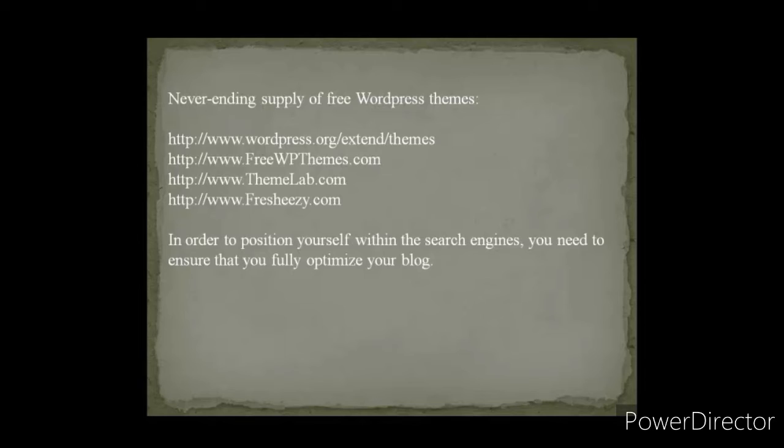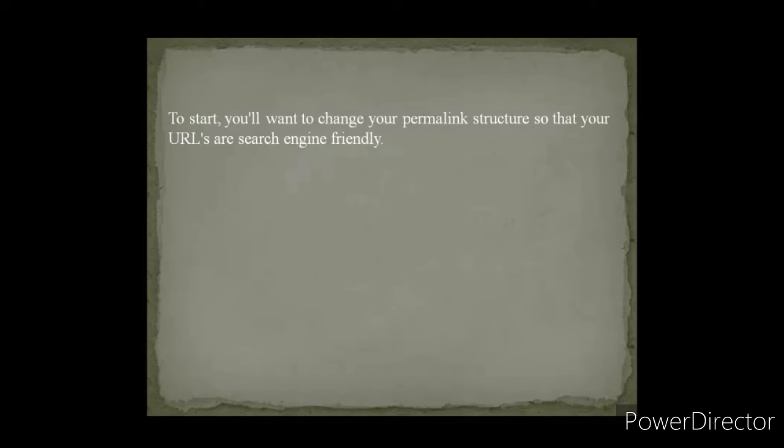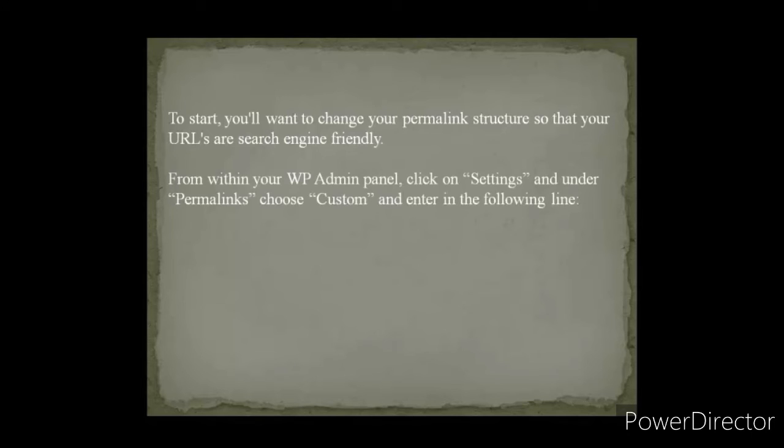To start, you'll want to change your permalink structure so that your URLs are search engine friendly. Permalinks help your website rank better in the search engines because, when set up properly, they will include your individual post's title and keywords. From within your WP admin panel, click on Settings, and under Permalinks, choose Custom, and enter the following line: /%category%/%postname%/.